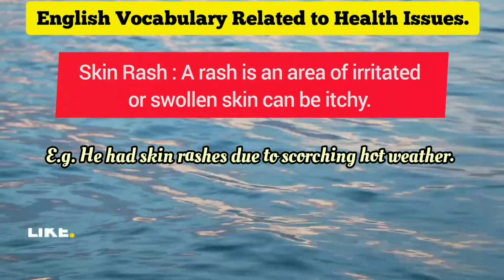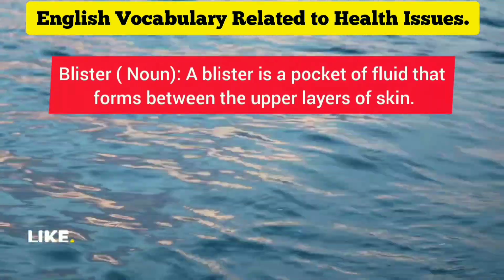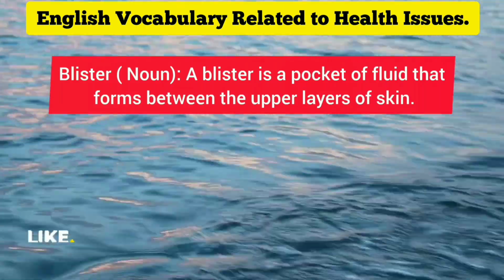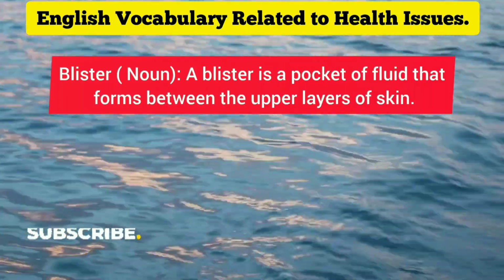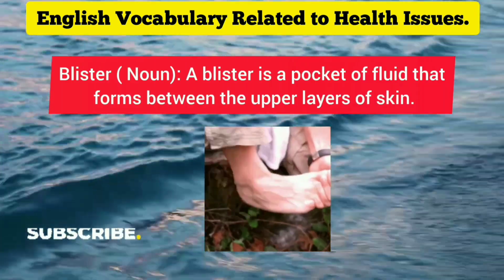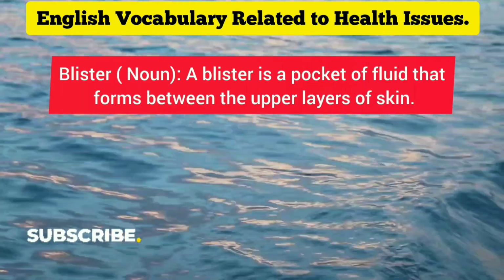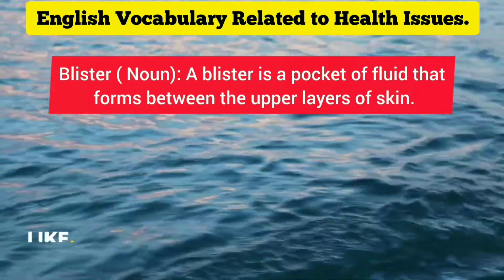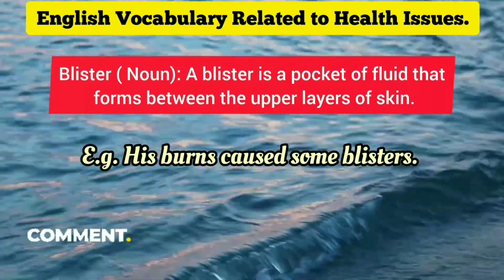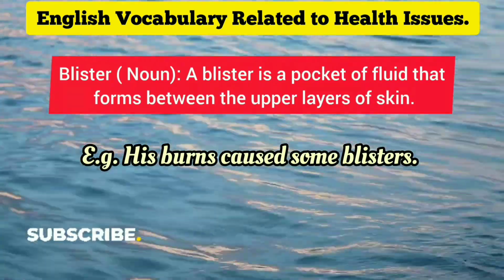Up next we will see the last one, which you see on the screen, that is blister. It's a very important one. A blister is a pocket of fluid that forms between the upper layers of your skin. Pocket of fluid, that is called blister, and there is some sort of fluid inside it. It can be painful because of burning. After burning you can have this blister. As you see the example, his burns cause some blisters. You must have seen these fluid pockets swollen up, having fluid inside.